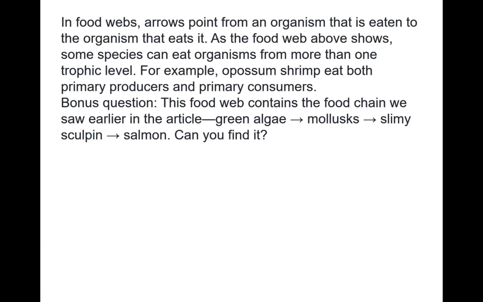In food webs, arrows point from an organism that is eaten to the organism that eats it. As the food web above shows, some species can eat organisms from more than one trophic level. For example, opossum shrimp eat both primary producers and primary consumers. Bonus question: this food web contains the food chain we saw earlier in this article: green algae, mollusks, slimy sculpin, salmon. Can you find it?